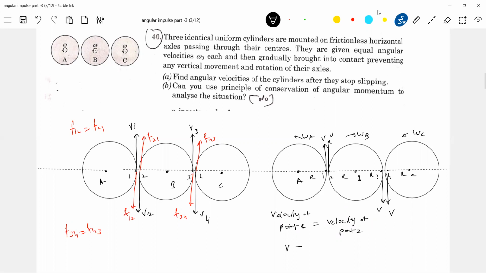Velocity of point 1 is v. That also v. What is v? R omega a, R omega b. So therefore, omega a equal to omega b. Similarly, velocity of point 3 is equal to velocity of point 4. So therefore, what will happen? Omega b should be equal to omega c.